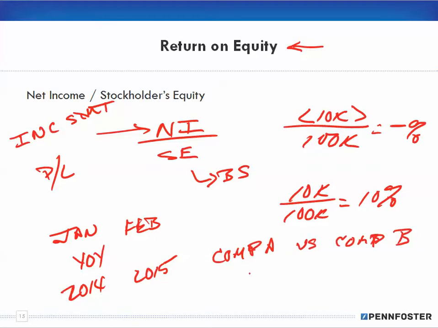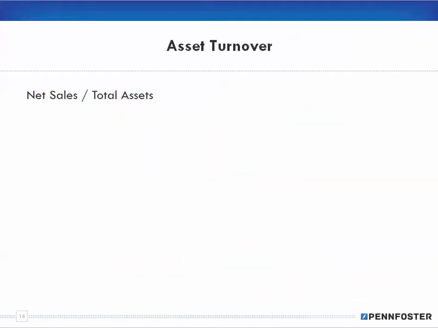My return on equity for company A is 10%. For company B, it's 11.5%. Well, which one do I want to put my money into? I'd be more inclined to put my money into company B, because I'm getting a greater return on the money I invest. Okay, asset turnover. Let me see how many more I have to go here. Just 2 more. We'll finish out on this video.